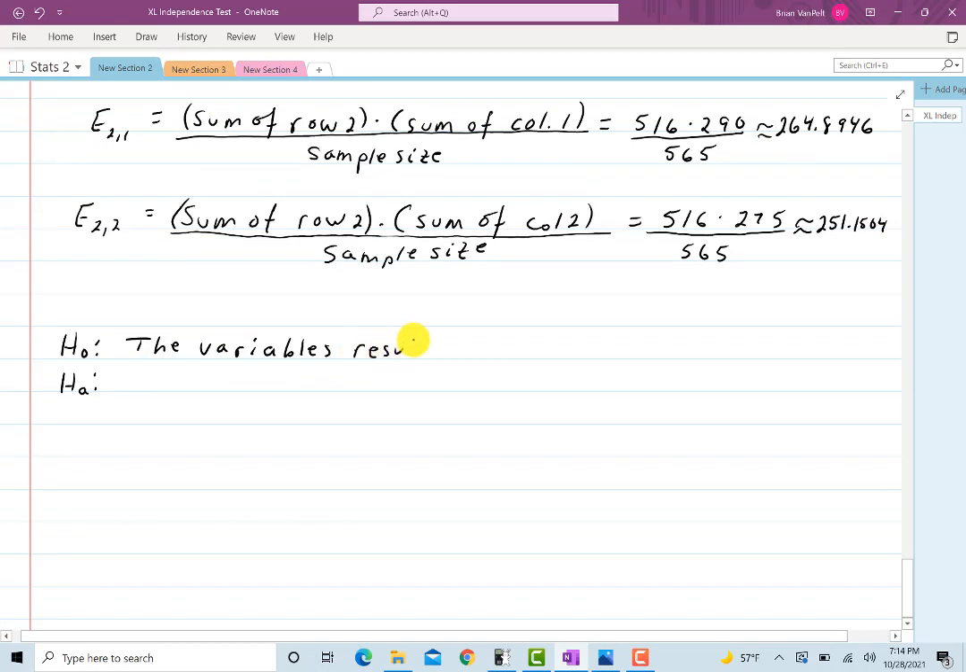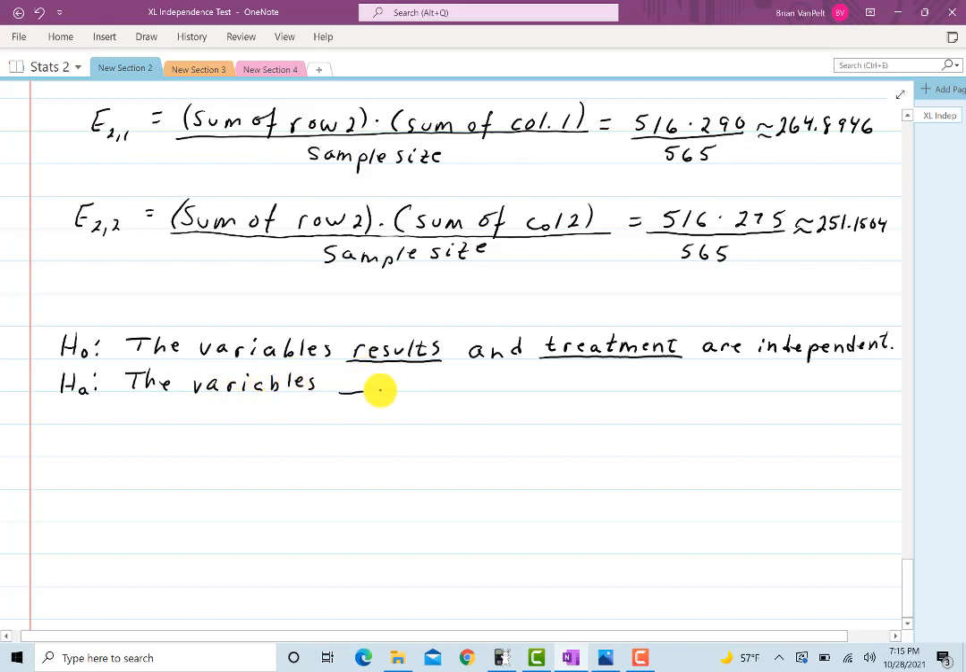The variables results and treatment are independent. And then for HA, the variables results and treatment are dependent.